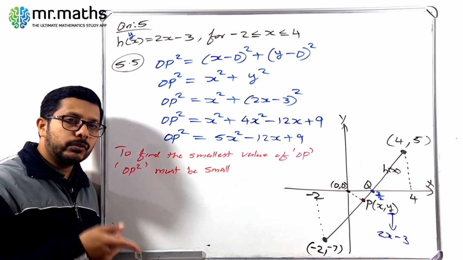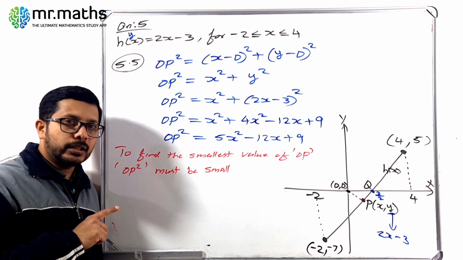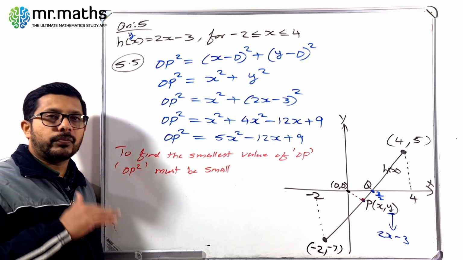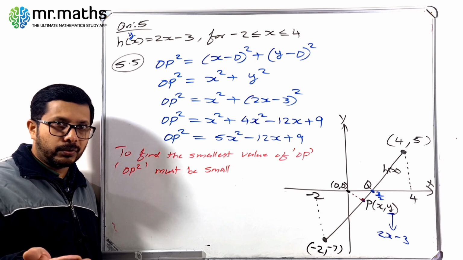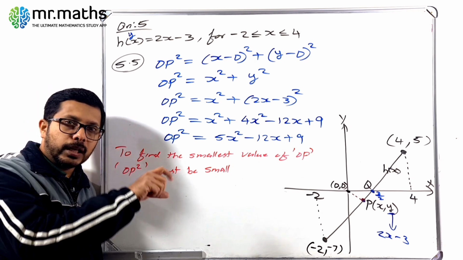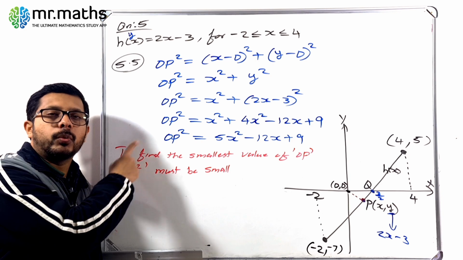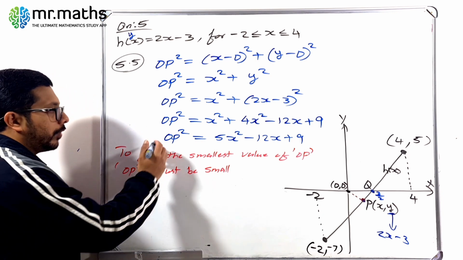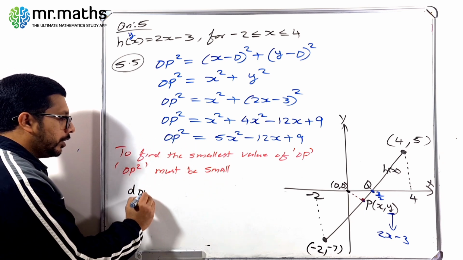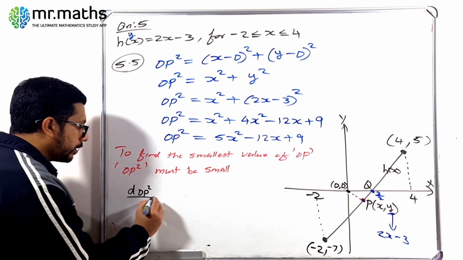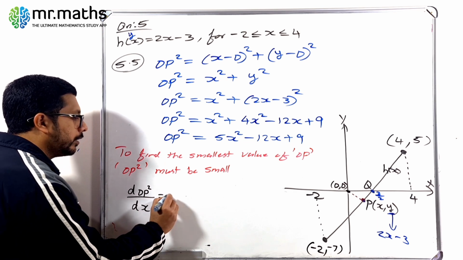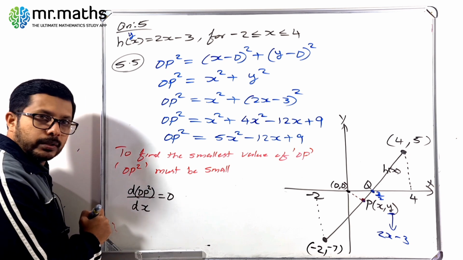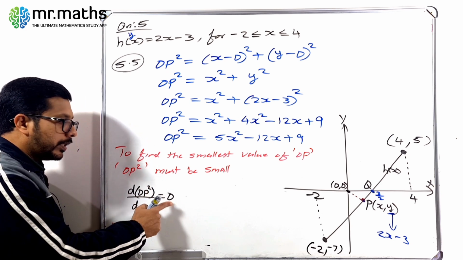So for that we have to go to the calculus section. Do you remember you studied to find the smallest and the biggest, the first derivative is equal to 0. Okay, so that calculus part we are going to apply here to find the smallest value. So what I said, to find the smallest value, the first derivative of that OP square in terms of x is equal to 0. How can we write it like this? This is OP square. Okay, first derivative of OP squared is equal to 0.